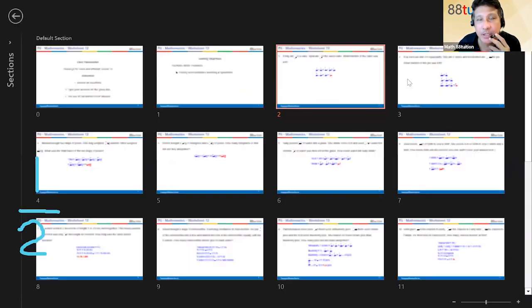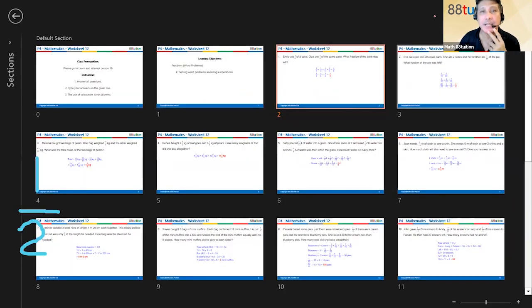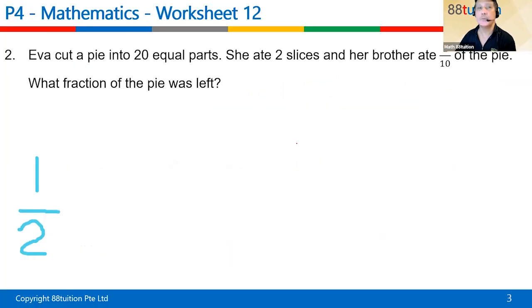That was question 1. Now let's take a look at question 2. Question 2 says this: Eva cut a pie into 20 equal parts. She ate 2 slices and her brother ate 1/10 of the pie. What fraction of the pie was left? Ariano raised his hand. Ariano, would you like to solve this for us?